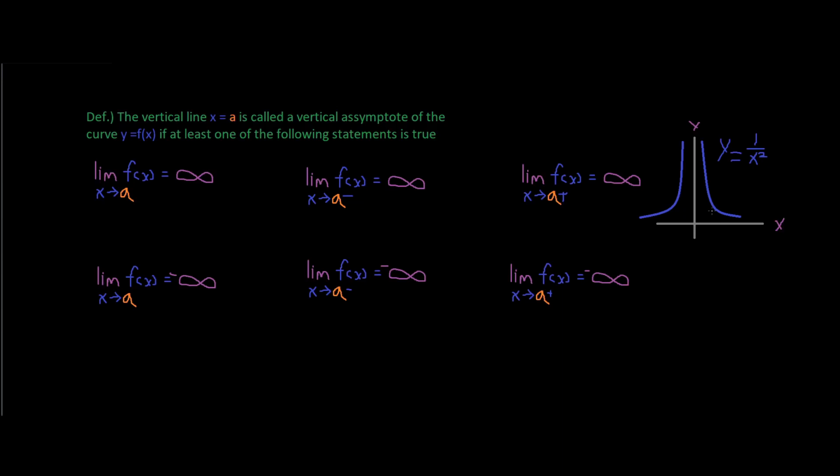And so where would our asymptote be over here if we have y equals 1 divided by x squared? It would be, if you guessed it, in the center of the y-axis. And so this is all that this is saying. It says the vertical line x equals a is called a vertical asymptote of the curve y equals the function of x if at least one of the following statements is true. And this is true, right? Because this is going infinitely up the y-axis. So that's where the asymptote's at, and that's where the curve's approaching infinity.